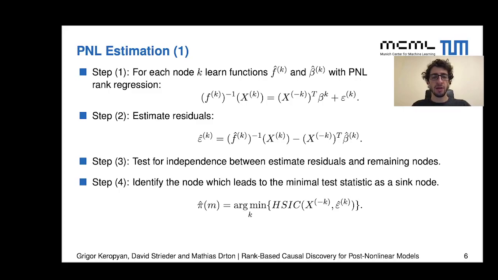Therefore, recursive sink node identification proceeds as follows. For each variable xk, we learn the functional relations with our introduced rank-based estimators according to the PNL regression model based on all remaining nodes. Then we use our estimates to obtain the estimates of the residuals and test for independence between our estimated residual and the remaining variables. Here we used the HSIC independence criterion. However, in practice, any consistent independence criterion can be used. The one which produces the least dependence between estimated residuals and the remaining nodes is estimated as a sink node.